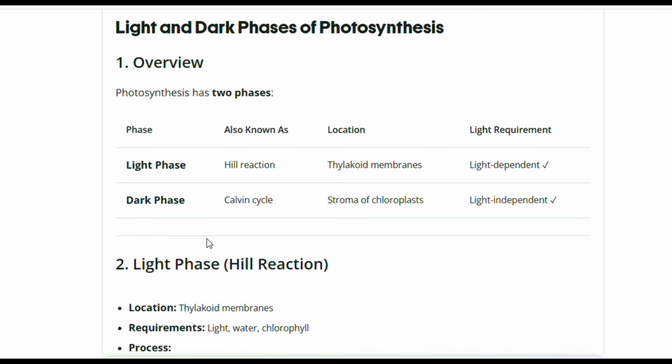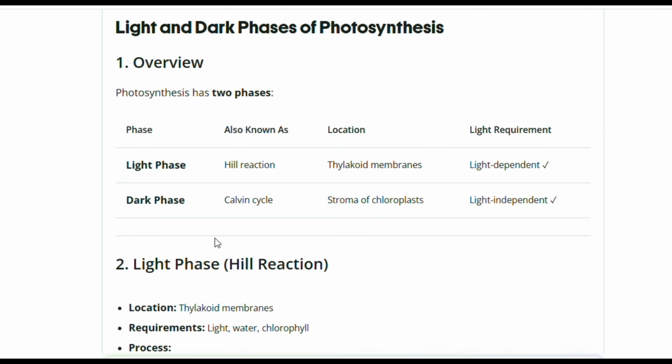Okay, let me just adjust the brightness as I can see. Where is it located? In the stroma of the chloroplast. That is the location. Light requirement, it is light independent. Why are we saying it is light independent? Because that is the dark phase, basically. It doesn't need light.